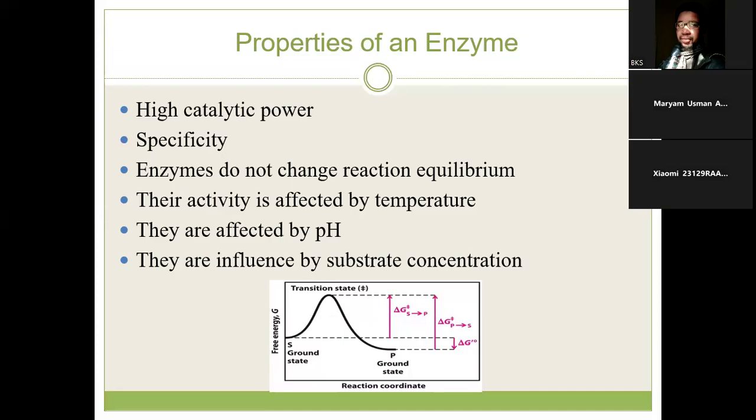So the next thing is that enzymes do not alter equilibrium. Just as we mentioned, they don't change the equilibrium. The reaction can reach equilibrium. The enzyme only makes the reaction faster. But once the reaction reaches equilibrium, the enzyme will not push the reaction to one end.